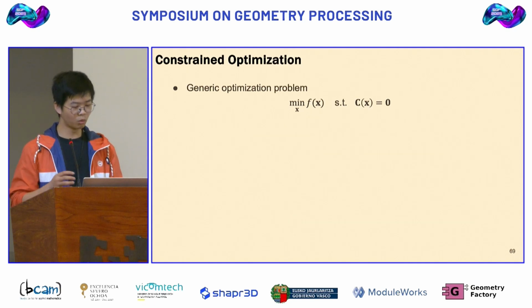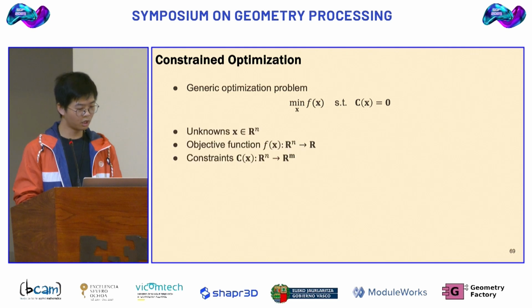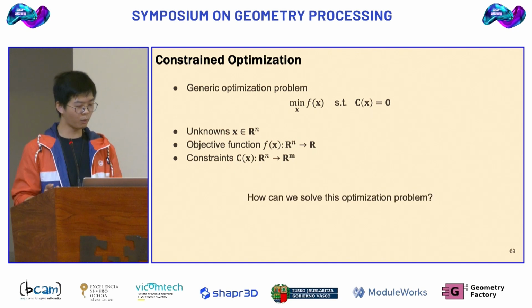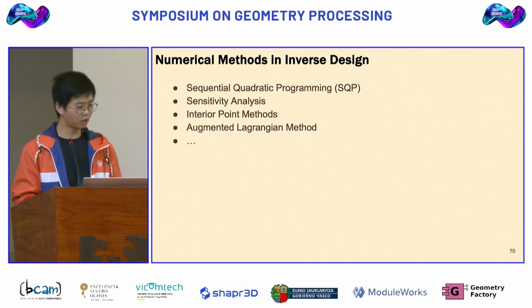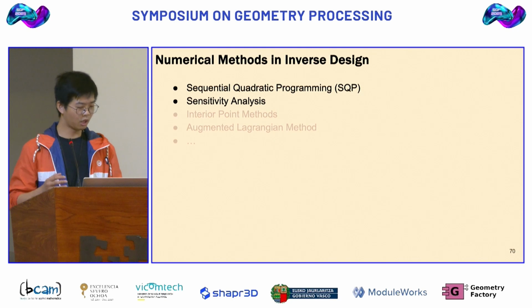And here is a more general optimization problem. We have the unknown variables X and its corresponding objective function and constraint. And the question is, how can we solve this optimization problem? There are lots of numerical methods in inverse design, for example, sequential quadratic programming, sensitivity analysis, interior point methods, and augmented Lagrangian method. Today I will only cover sequential quadratic programming and sensitivity analysis.